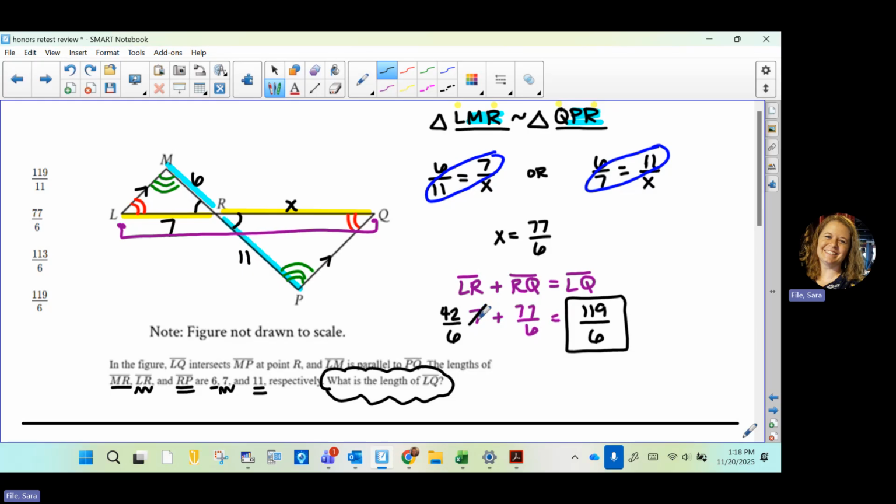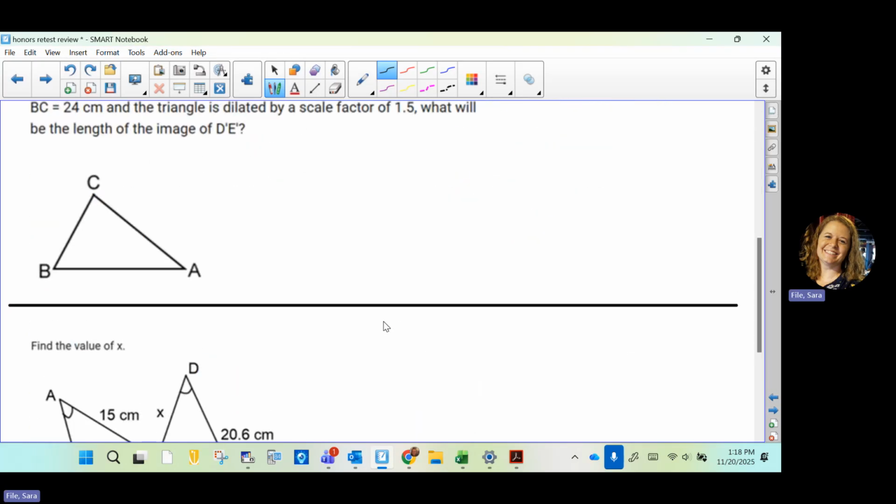Because 7 right now is 7 over 1, and I need to change my denominator to a 6. So I'm multiplying by 6, so I have to multiply the numerator by 6. So 7 times 6 is 42. But again, don't worry about that. Put it in the calculator. Are we okay with this one? Yes, ma'am. Okay, next one.